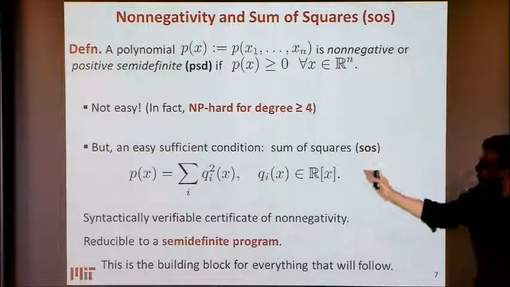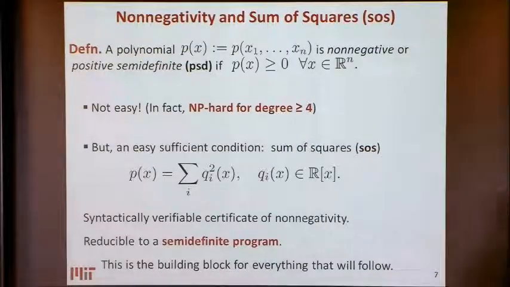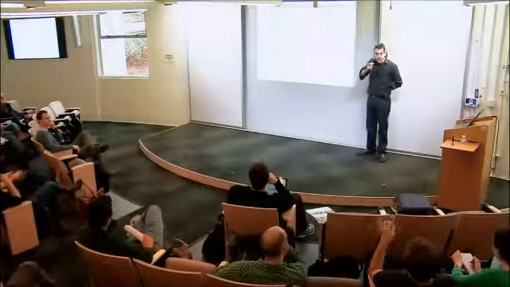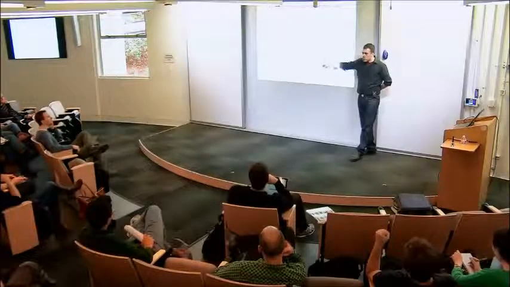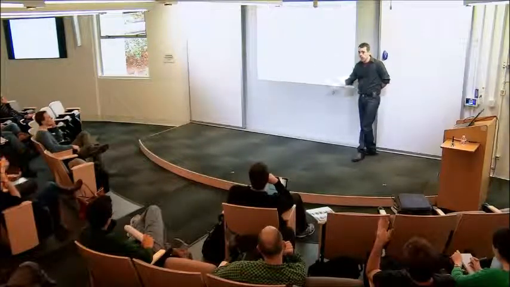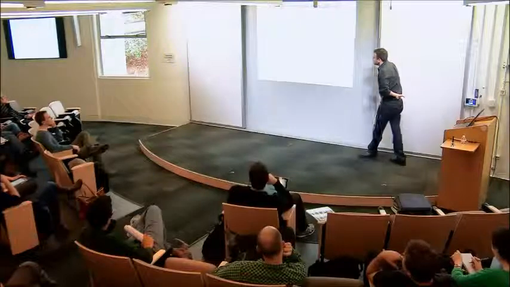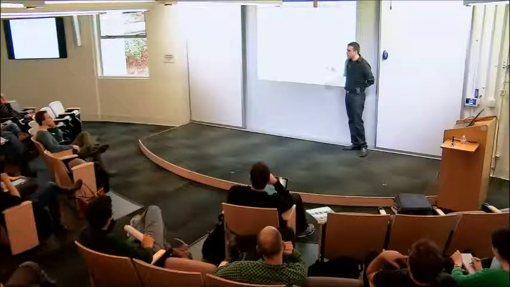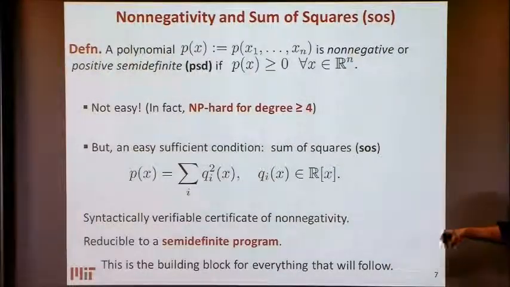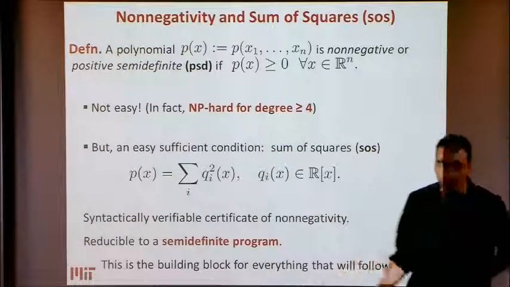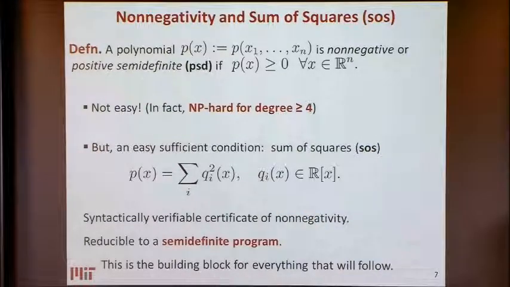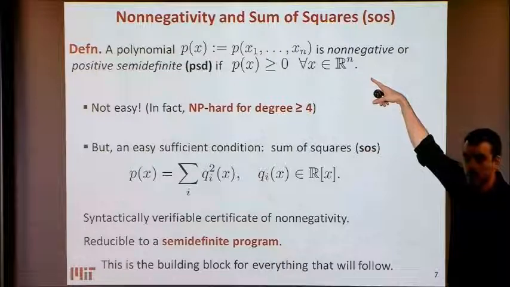I guess cubic is trivial. If you have any odd degree polynomial, it goes negative as you go to plus or minus infinity in some direction. There's an obvious sufficient condition. If I have my polynomial and I can write it as a sum of squares of some other polynomials q sub i, then obviously this implies non-negativity.